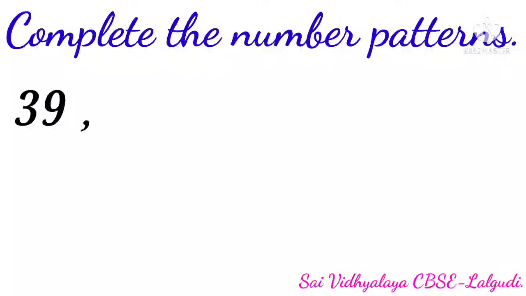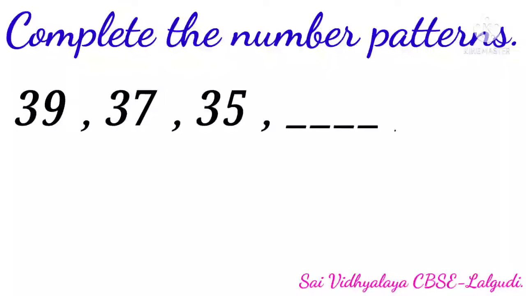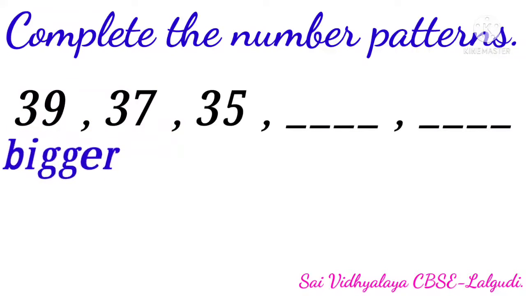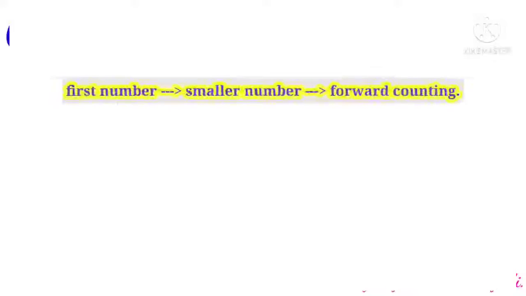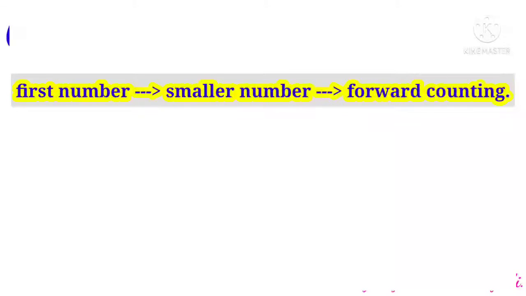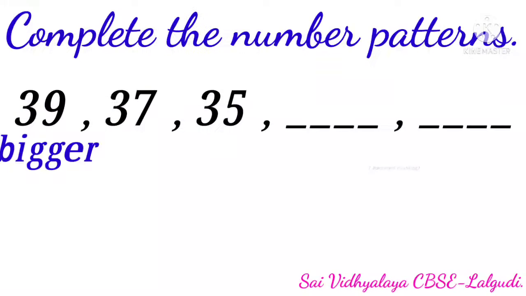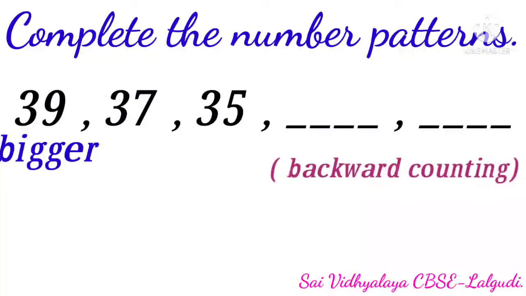Next, 39, 37, 35. First, compare the first two numbers. 39, 37. Here, the first number is the bigger number. I already said, if the first number is the smaller number, we have to do forward counting. Here, the first number is the bigger number. So, we have to do backward counting.